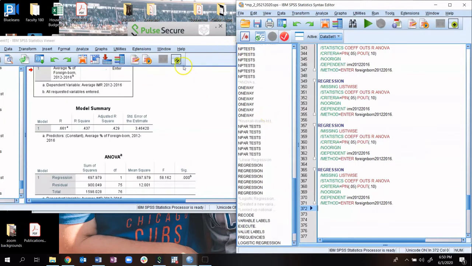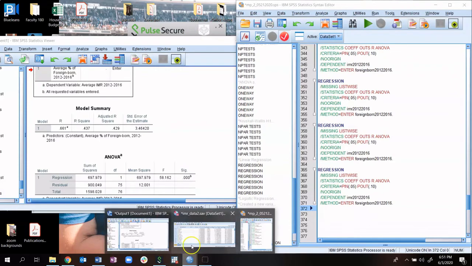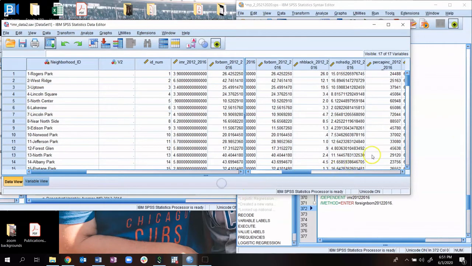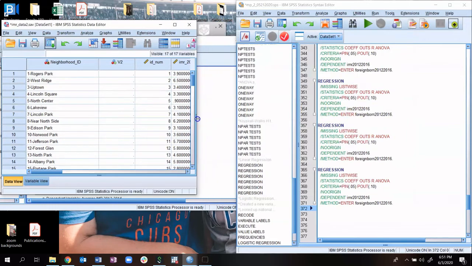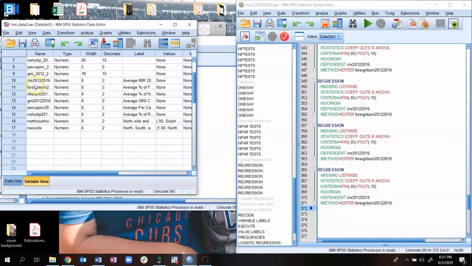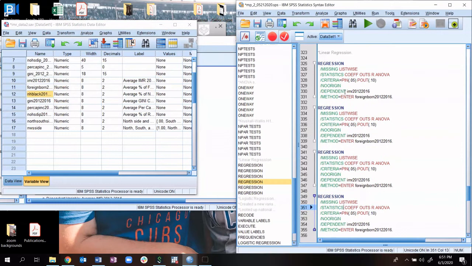All right. So let me also get my data sheet available. That way we can speed this up just a scooch. Go to variable view. So we did foreign-born, and now let's do non-Hispanic Black, and then Gini coefficients.